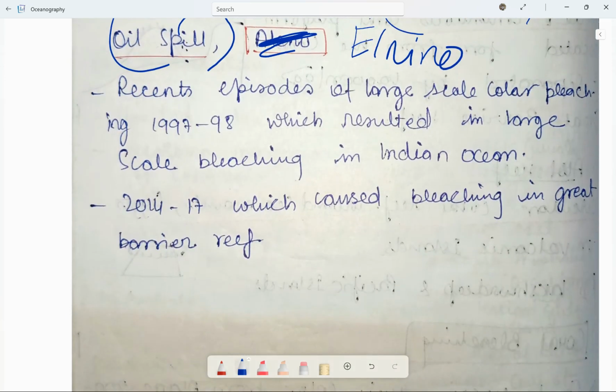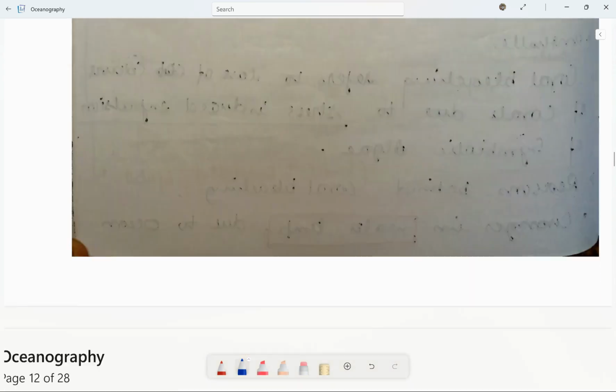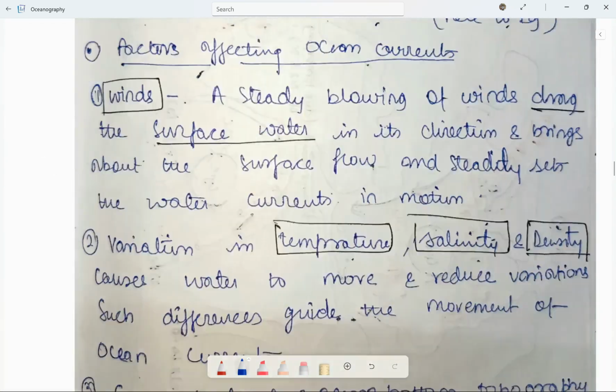Now, there have been recent episodes of large-scale coral bleaching in 1997-98, which resulted in large-scale bleaching in the Indian Ocean. 2014 to 17 में there was bleaching happening in the Great Barrier Reef. Now comes ocean currents.